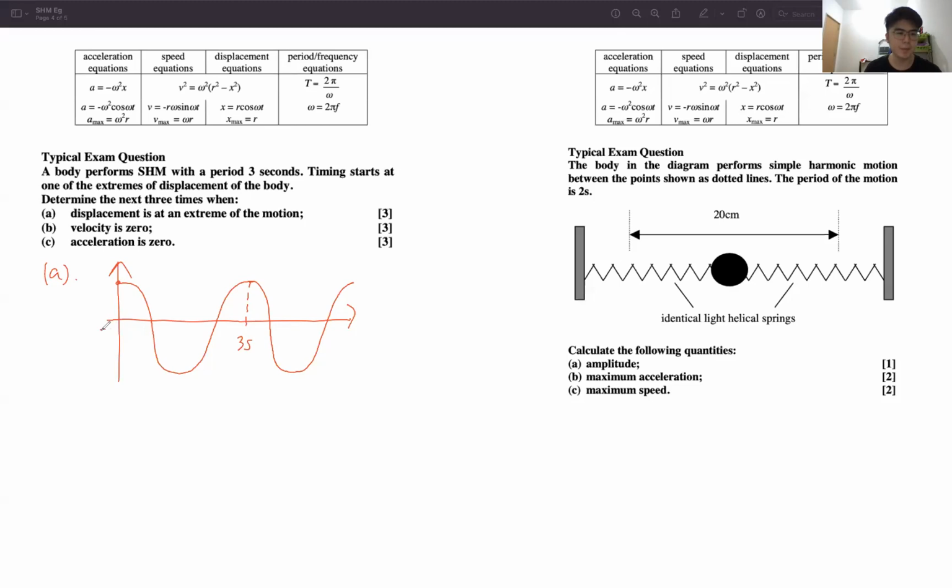So this is time 0. The first extreme is when? Over here, right? So it's half of 3 seconds, 1.5 seconds. Okay, 1.5, and then 3 seconds, and this one, 4.5. Maximum displacement. So 1.5, 3, and 4.5.